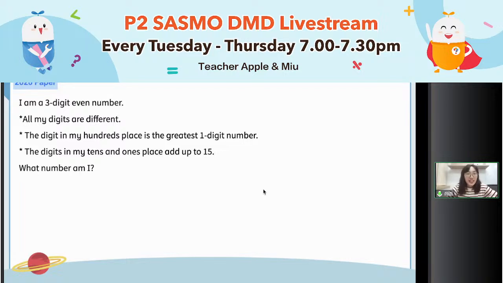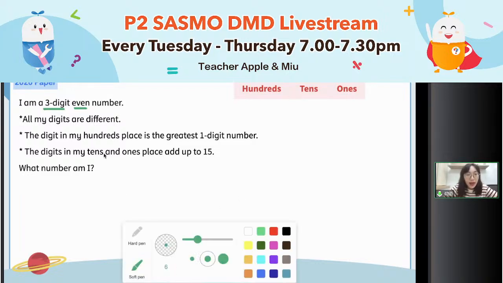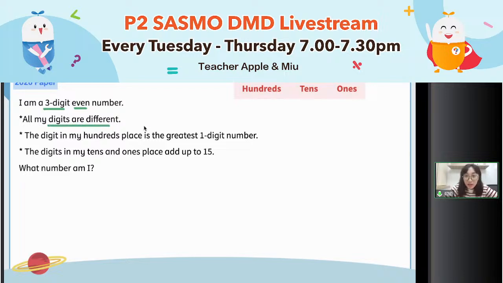Okay, and next one. This question is a bit about logical reasoning. Let's read the question together. I am a 3-digit even number. So firstly, everyone, when you read the question, highlight the keywords. 3-digit, so it must have hundreds place, tens place, and ones place. Just write it down, HTO. And then, all my digits are different.